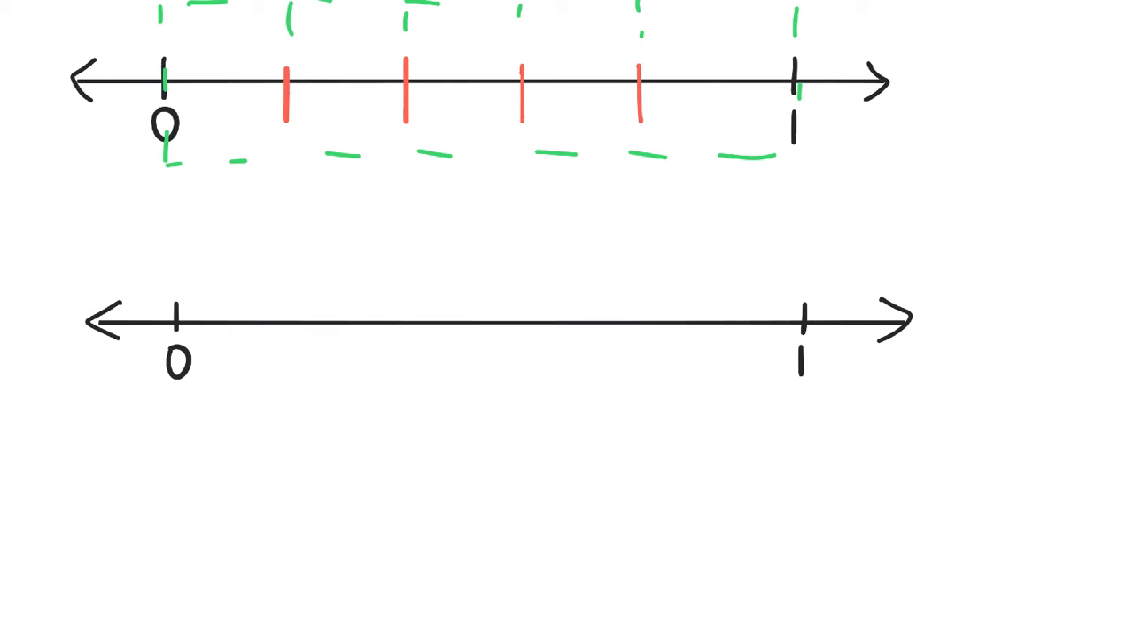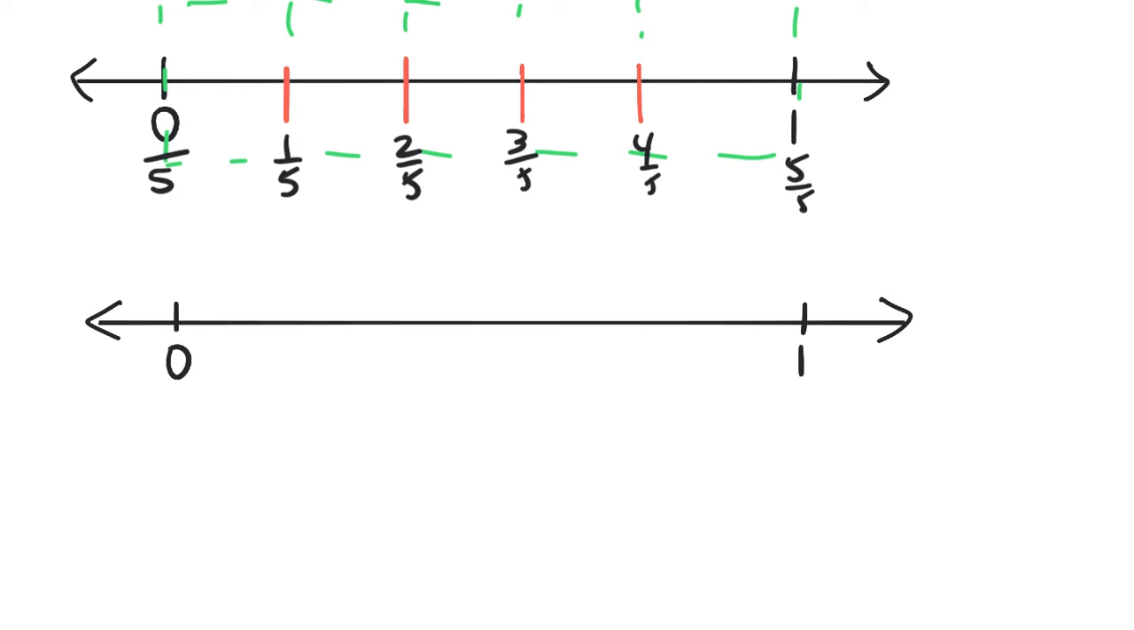Now when we go to label this, imagine like if you normally count on a number line, you go 0, 1, 2, 3, 4, 5. So this is 0 fifths, this is 1 fifth, 2 fifths, 3 fifths, 4 fifths, and 5 fifths, which is 1.